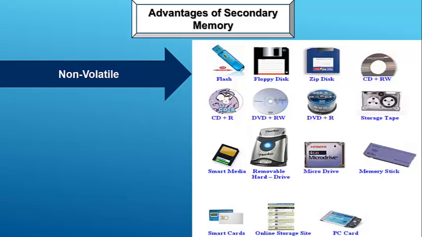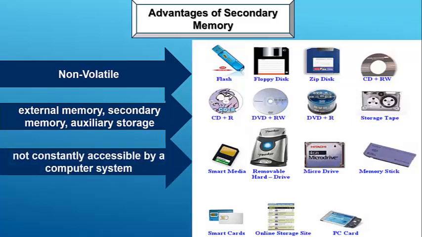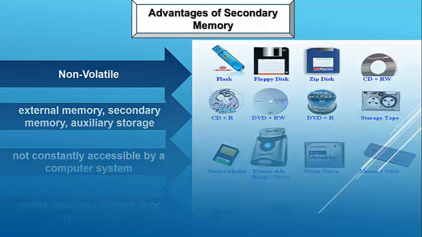Secondary memory is where programs and data are stored for future use, alternatively referred to as external memory, secondary memory, and auxiliary storage. Secondary storage refers to storage devices and media that are not constantly accessible by a computer system. These devices and media must be either plugged in or inserted into a computer to be accessed by the system.